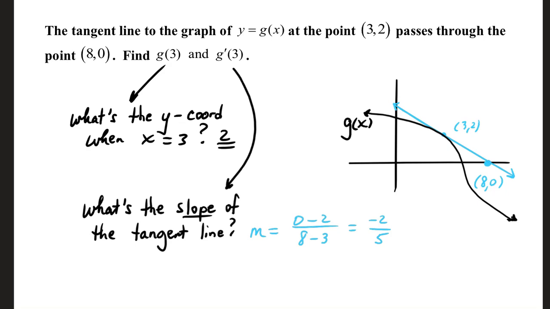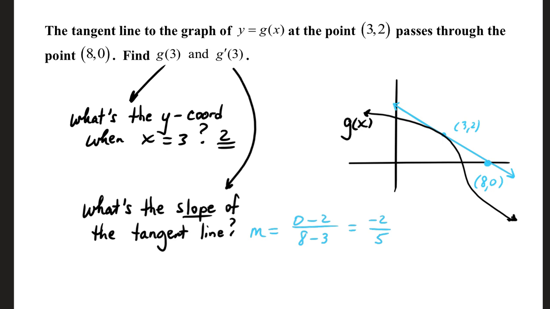The tangent line to the graph of y equals g of x at the point (3, 2) passes through the point (8, 0). Find g of 3 and g prime of 3. G of 3 is the function value on the original graph when the x value is 3. So basically, we want to know the y coordinate when x equals 3.